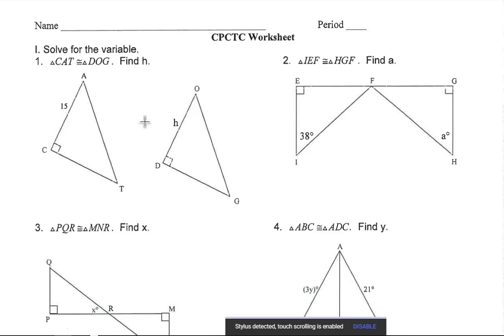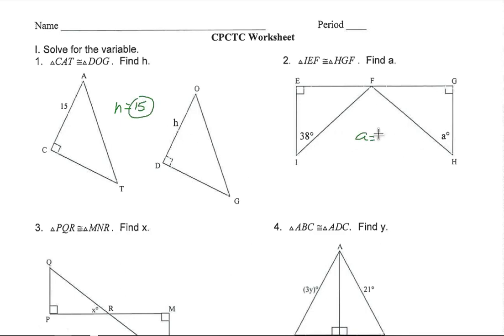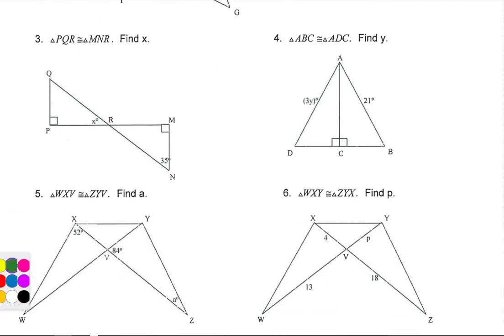Okay, here we're going to solve the CPCTC worksheet basically by matching corresponding parts. So we can see that 15 matches with H. We can also see that 38 degrees matches with A. For here we want to find out what X is. This is going to be a triangle sums problem. So we have 125 from 180 is going to give us 55 degrees for the measure of X.